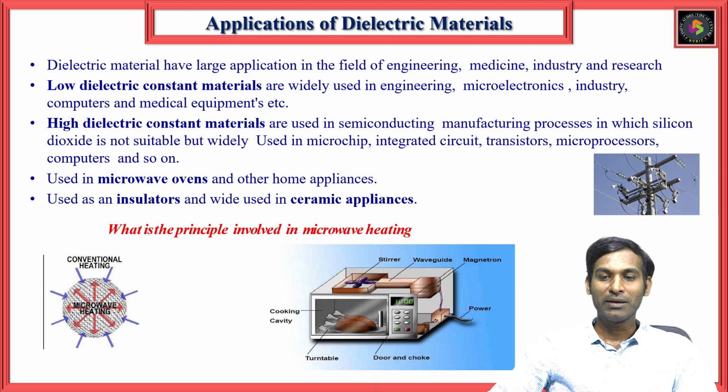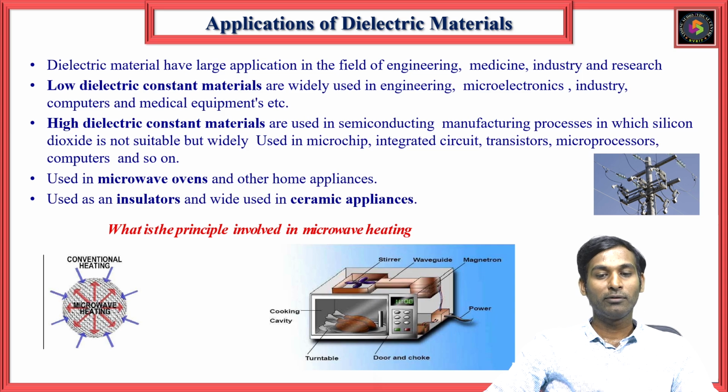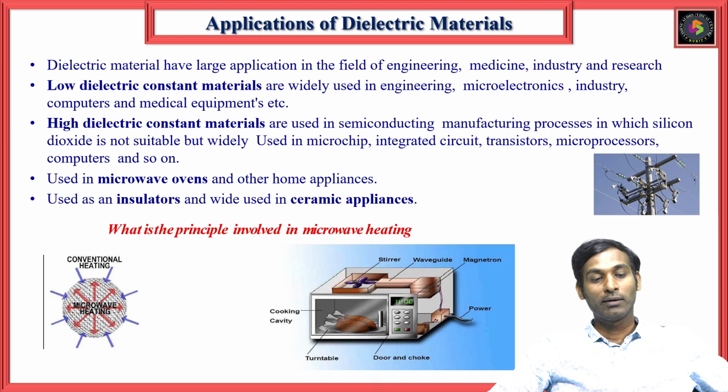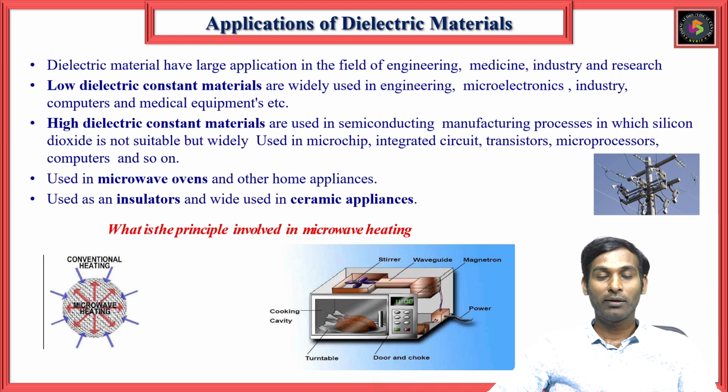Okay. So coming to the application point of view, dielectric material has larger application in the fields of engineering, medicine, industry and research. I am talking about the low dielectric constant material. It is used for engineering, microelectronics, industry, computers and medical equipment. If you go for the high dielectric constant material, it is used for the semiconductor manufacturing process in which silicon dioxide is used. Here the sample preparation is for silicon dioxide, which is not suitable but widely used in microchips, integrated circuits like ICs, transistors like the bipolar junction transistor, and also for microprocessors and computers.